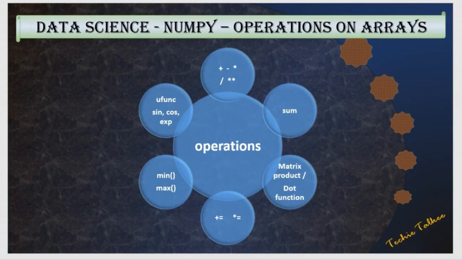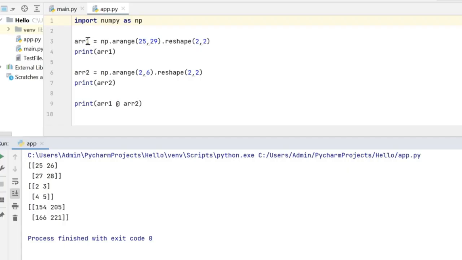I have shown you an example of element-wise product using the asterisk symbol, which is nothing but the multiplication of two arrays. We can also perform a matrix product on the array data. So this is also called the dot function. Let me show you with an example on how we can do the matrix product. I have two arrays here which are ARR1 and ARR2, and both the arrays are 2D arrays. The matrix product can be performed by using the @ symbol. So let me explain you how it works.